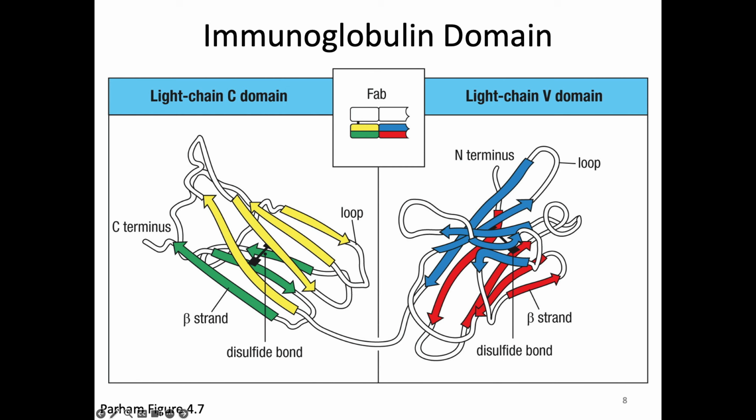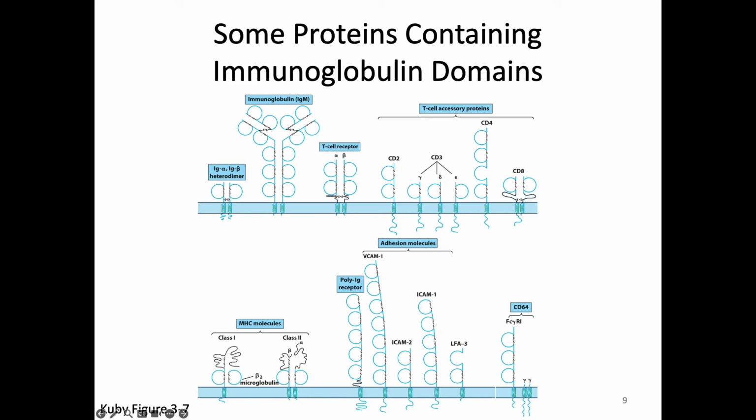This structure of the immunoglobulin fold was first described in the antibody. But now we've found that tons of proteins have immunoglobulin folds. You can see some examples of them here. These are all really important proteins of the immune system. So we see this fold over and over again in proteins of the immune system.